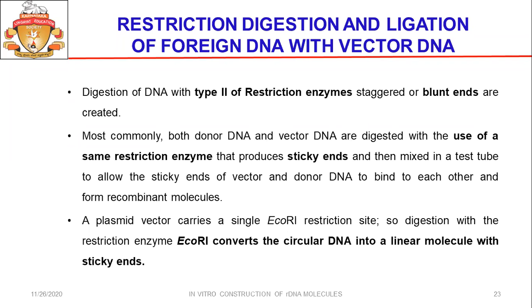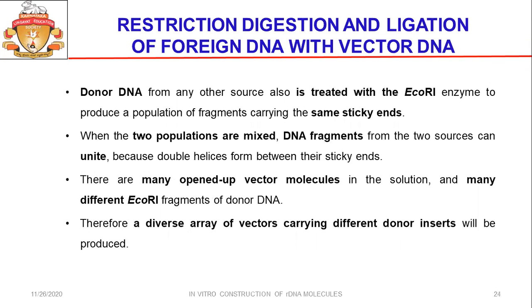Basically, a plasmid vector carries a single EcoRI restriction site. So digestion with the restriction enzyme EcoRI converts the circular DNA into a linear molecule with sticky ends. Now, the donor DNA from any other source, that is our gene of interest, is also treated with the EcoRI enzyme to produce a population of fragments carrying the same sticky ends.